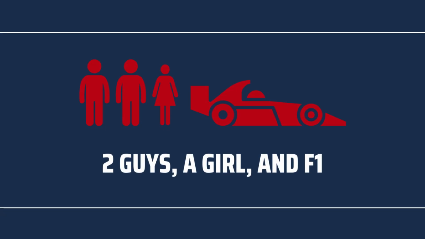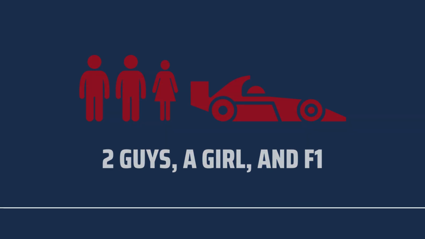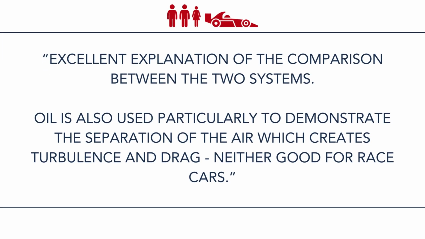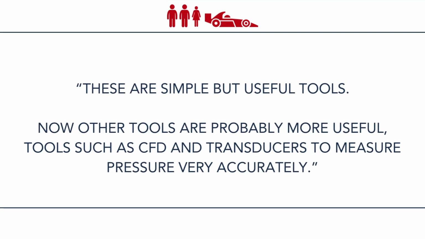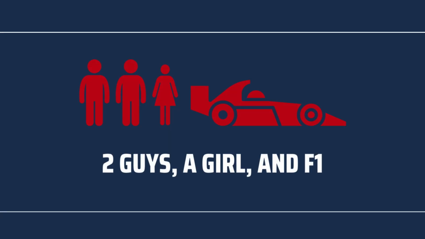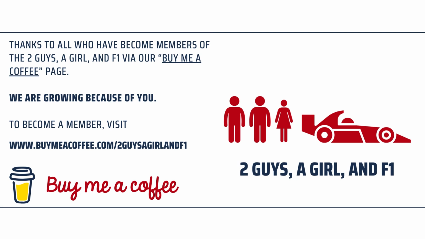John, I defer to you, but that is my take on this subject. Dick. And John said, excellent explanation of the comparison between the two systems. Oil is also used, particularly to demonstrate the separation of the air, which creates turbulence and drag. Neither good for race cars. These are simple but useful tools. Now, other tools are probably more useful, tools such as CFD and transducers to measure pressure very accurately. John. Russell, you asked an excellent question, and I hope this helps you and our other listeners.